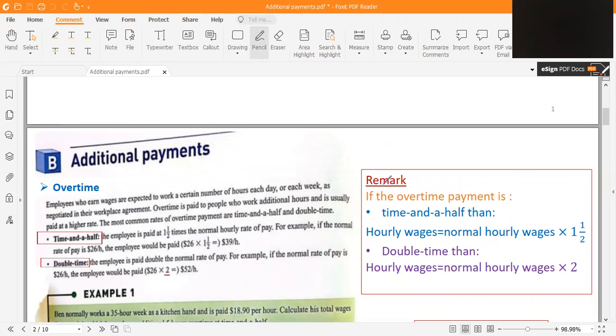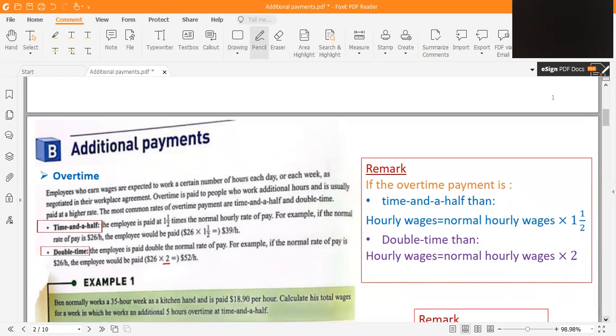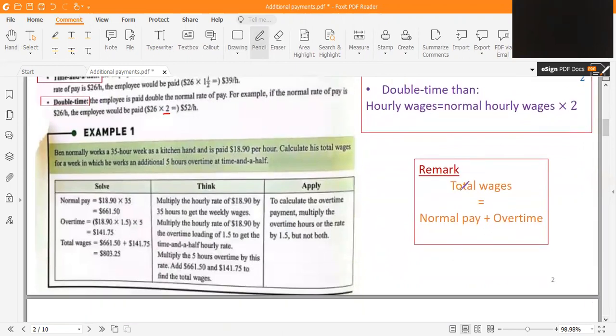So if the overtime payment is time and a half, then hourly wages equal normal hourly wages by one and a half. If the overtime payment is double time, then hourly payment equals normal hourly wages by 2. In the end, we can compute the total wages or the total payment of a given employee by adding the normal payment plus the overtime.